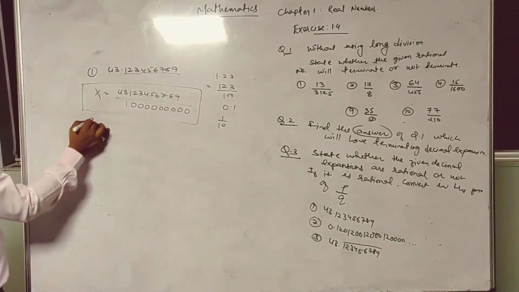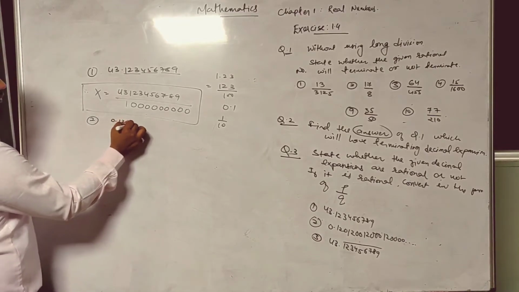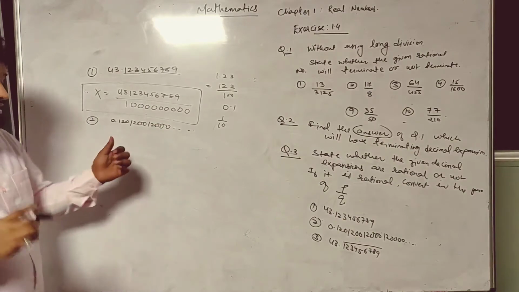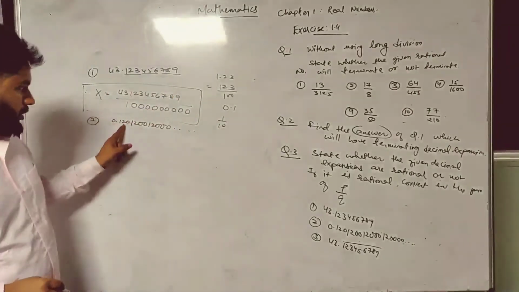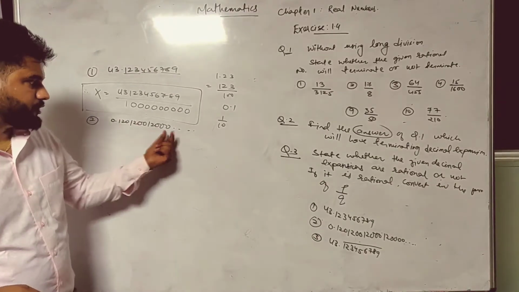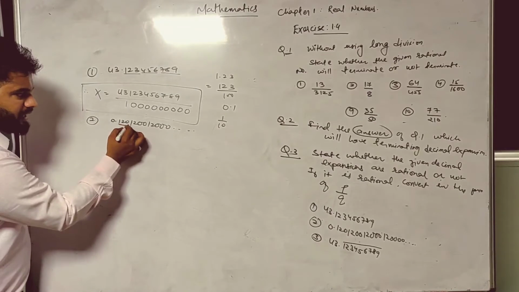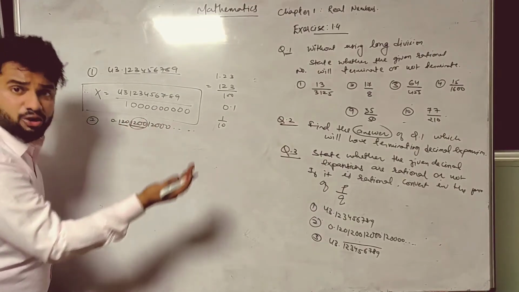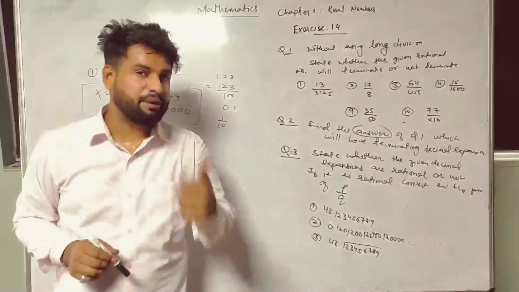Now in question number 2, 0.12012001200, again I have explained this thing. This is non-terminating, non-recurring. 120, 1200, so the dots are there, meaning it is non-terminating, and no specific number repeats. See, 120 should repeat, but it is becoming 1200. So 1200 should repeat, but it is becoming 12000. So no specific number is repeating again.